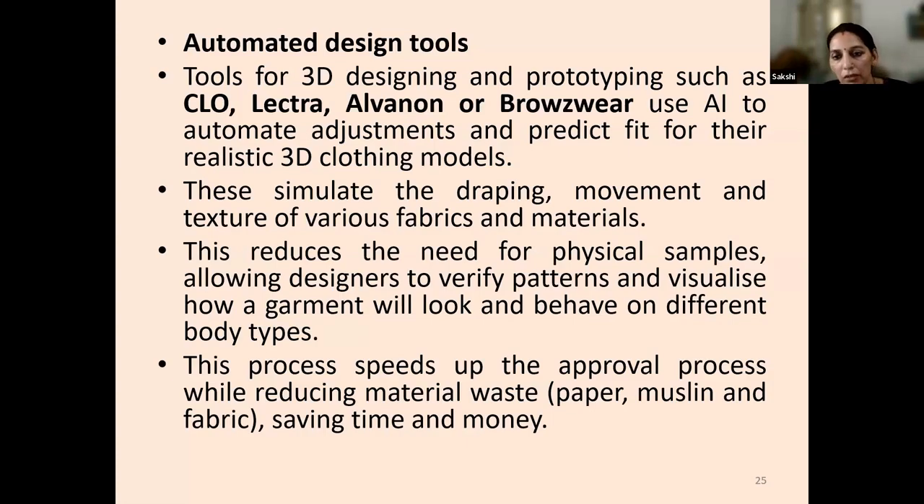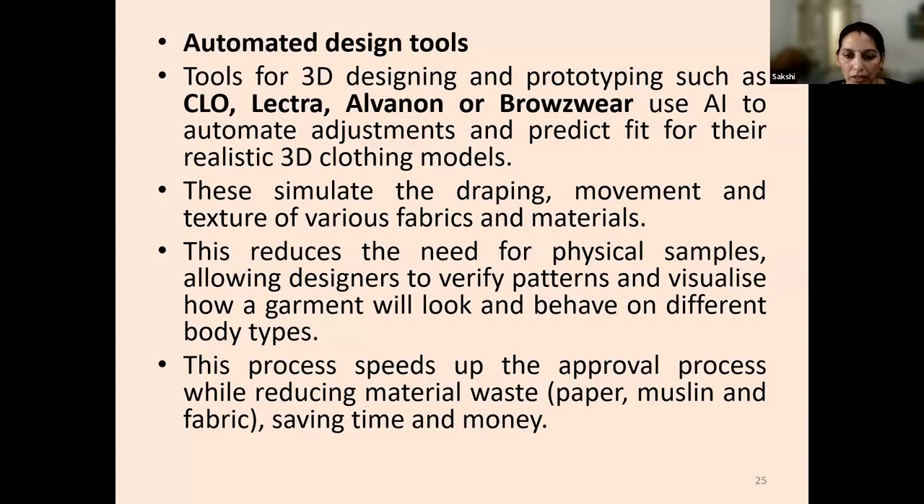So this reduces the need for physical samples, allowing the designer to verify the pattern and visualize how the garment will look and behave on different body shapes. So this process will speed up the approval, because in the garment industry, the garment producer will be different, and the person who has given the order will be different. So they will prepare different designs and they will get it approved from the prospective buyer. So once the particular design is approved, then they will go for paper pattern. So the process speeds up the approval process.